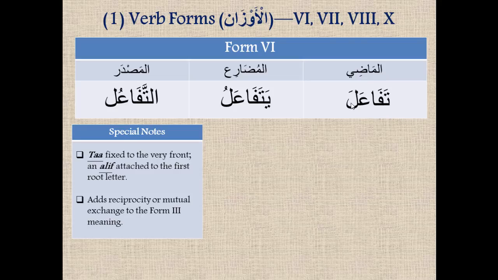Tafa'ala. An example would be if we have the verb awana, form 3 verb awana, which means to help. Ta'awana in form 6, ta'awana yata'awanu at-ta'awun would mean to help each other or to cooperate. So the masdar at-ta'awun means cooperation. Now keep in mind these descriptions of verb form meanings are not absolute rules. So they're not hard and fast requirements. They're basically guidelines and principles. So sometimes they may apply, sometimes they won't apply. It really depends on the verb itself.